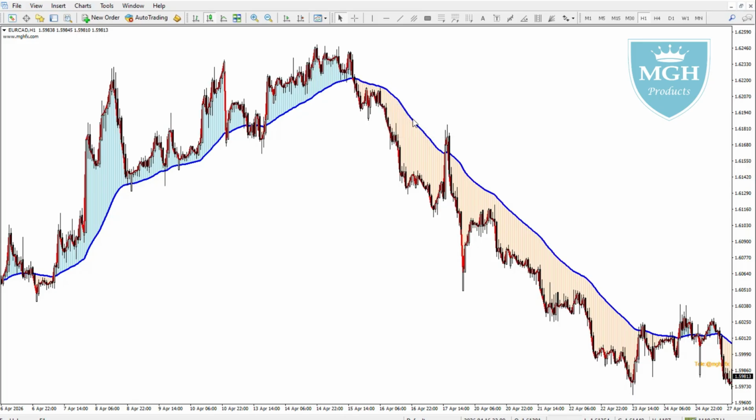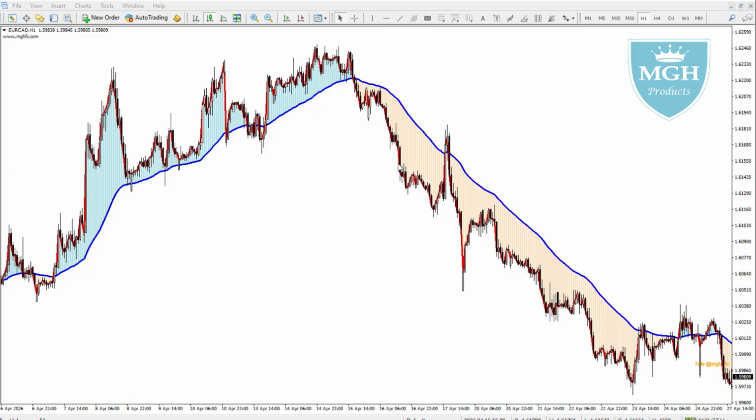EMA 50. The cloud fills the space between price and moving average, so when price is above EMA, the cloud is blue, and when price drops below, the cloud turns beige. The alert fires the moment price crosses the EMA 50. This is the most fundamental signal in trading, and now you get it automatically with a sound alert, pop-up, or even a notification on your phone.